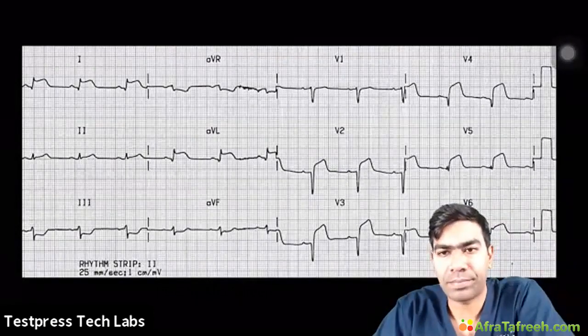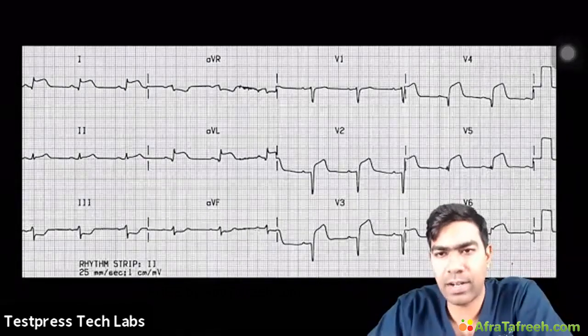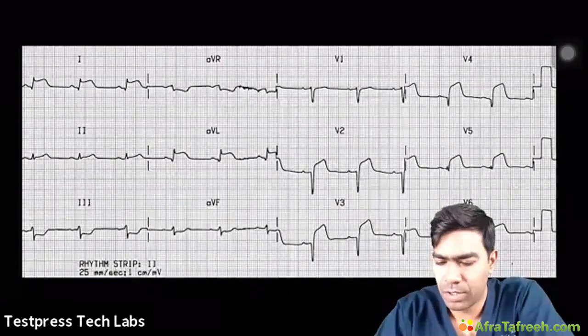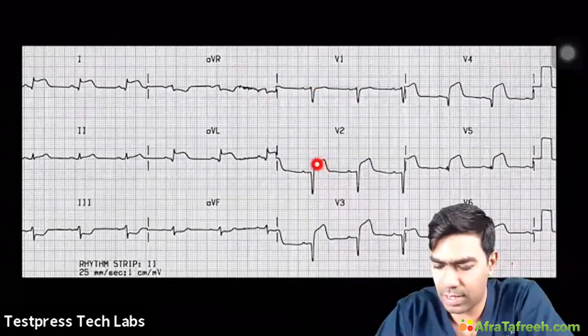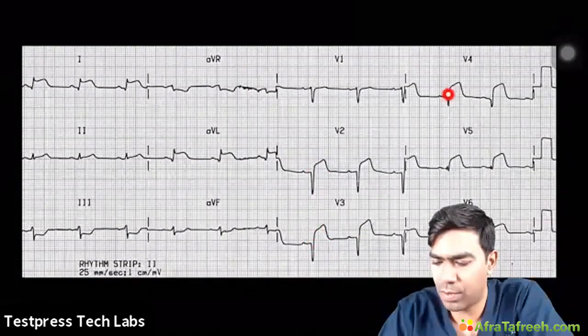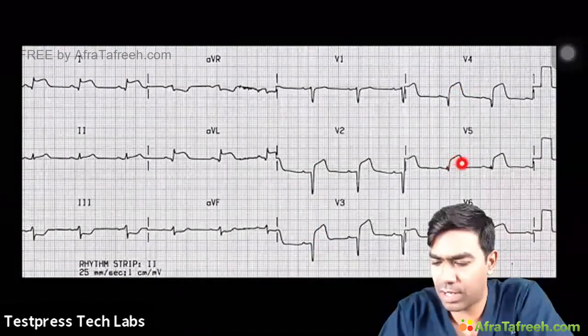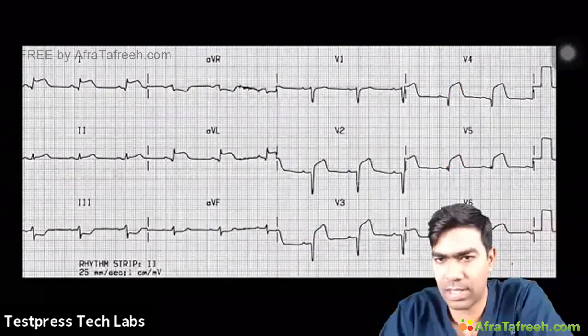Let us understand step by step. It's an anterior wall MI only for sure. So V1, I don't really see much elevation. V2, yes, there is an elevation. V3, yes, there is an elevation. And V4, yes, there is an elevation. And V5, yes, there is an elevation. V6, yes, there is an elevation.